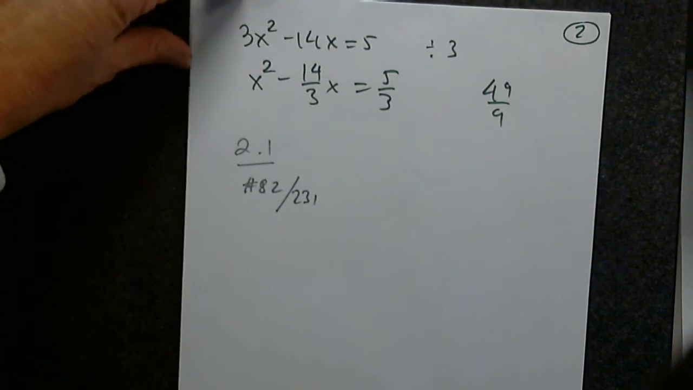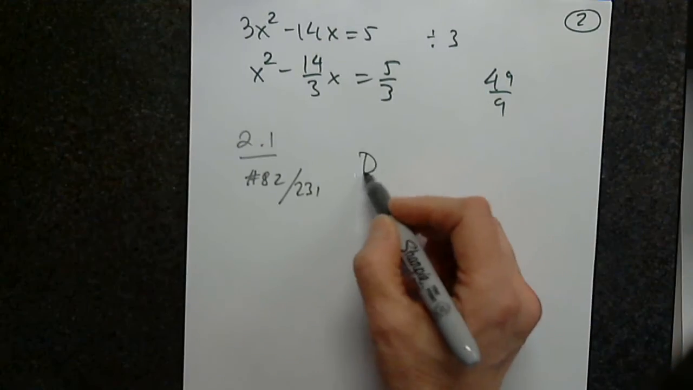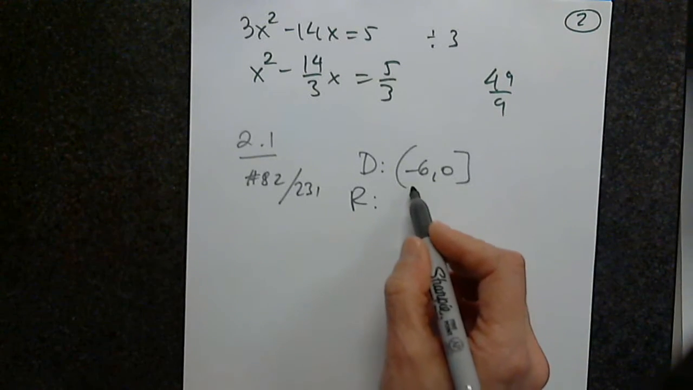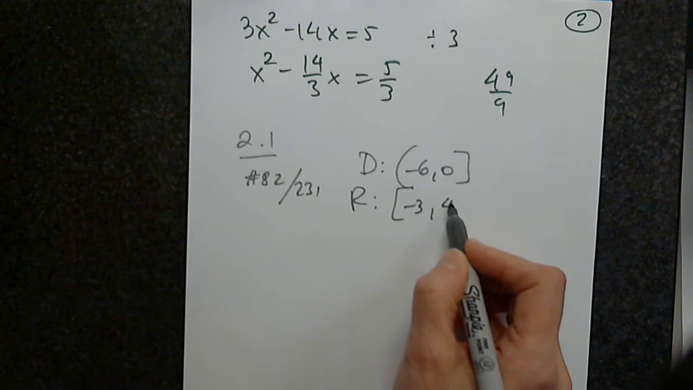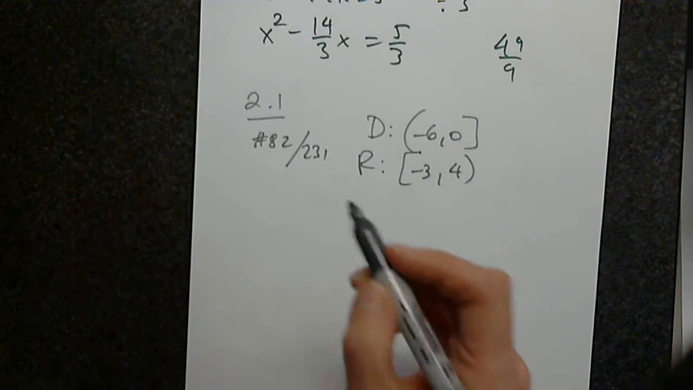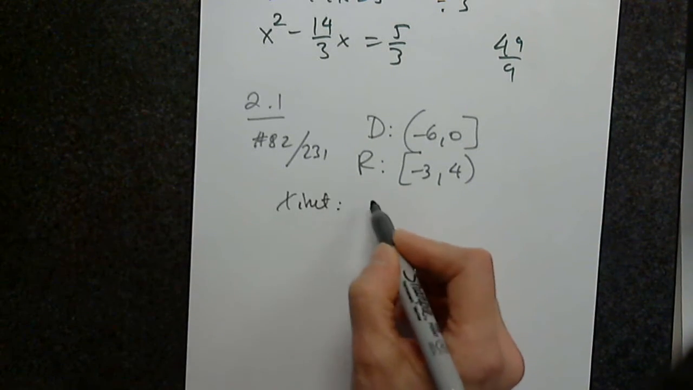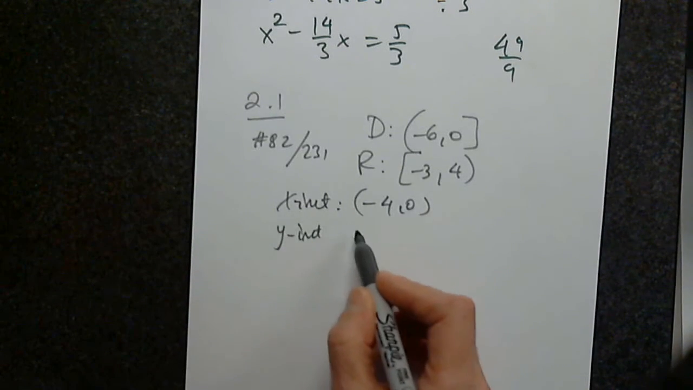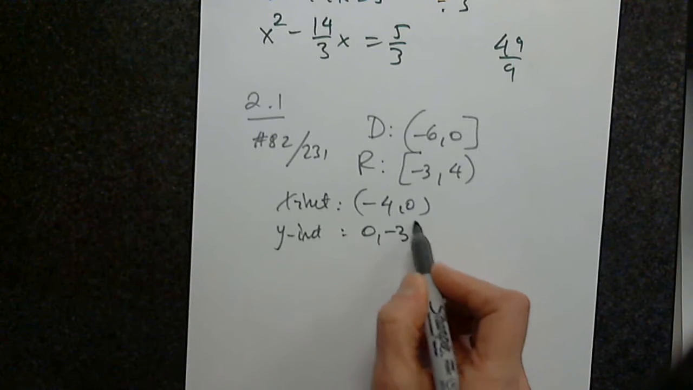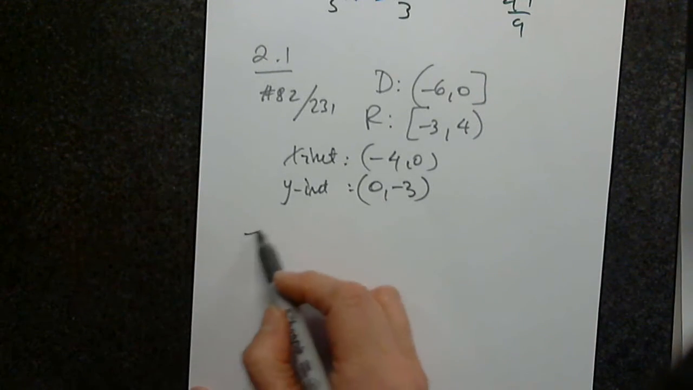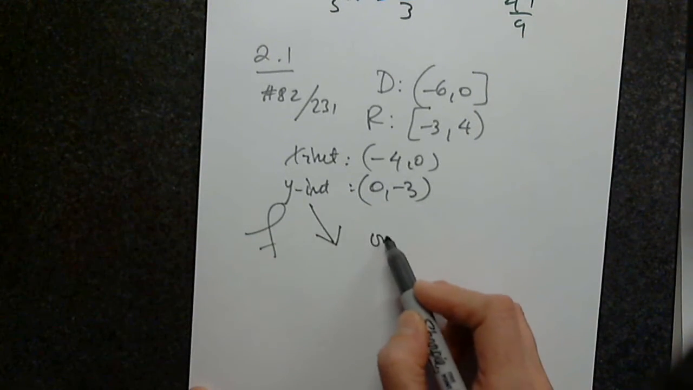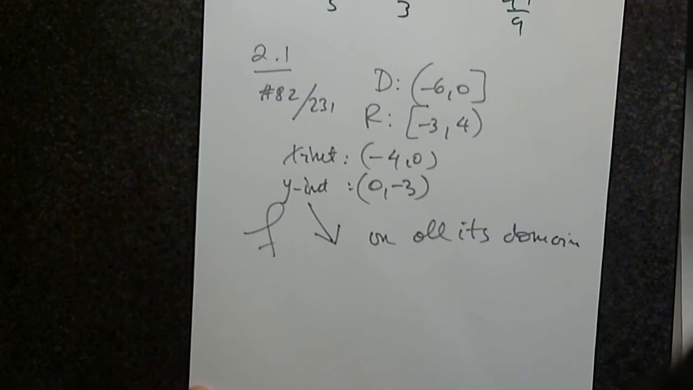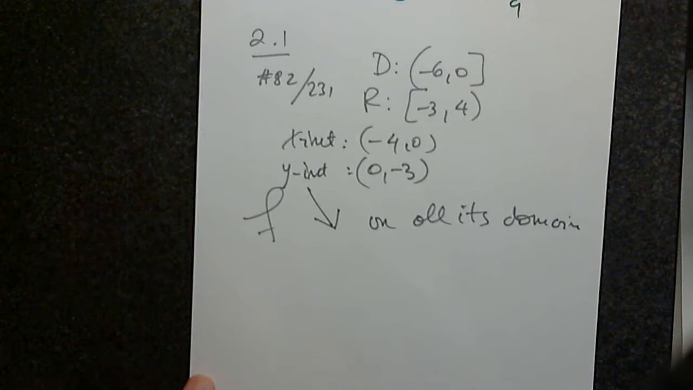Okay, 82 on page 231. So the domain, one more time, was -6 to 0. The range was -3 to 4. X-intercept, (-4, 0). Y-intercept, (0, -3). F is decreasing on all its domain. I'm preparing you for something that follows.